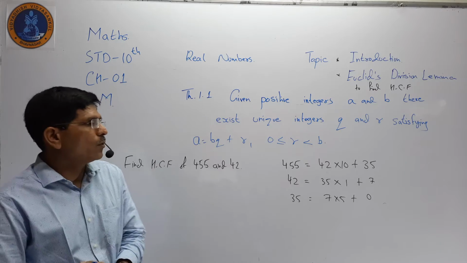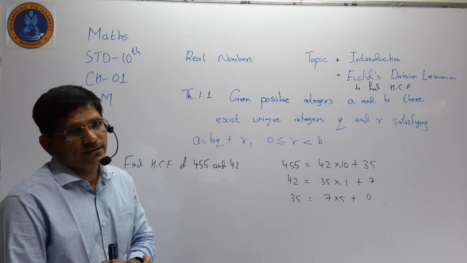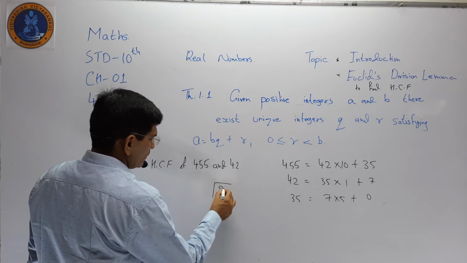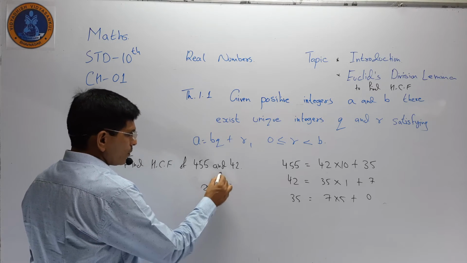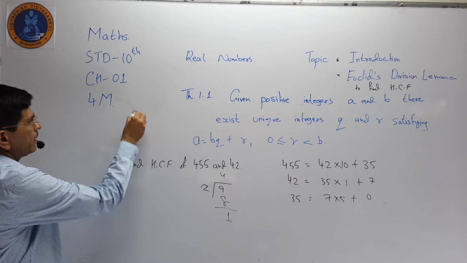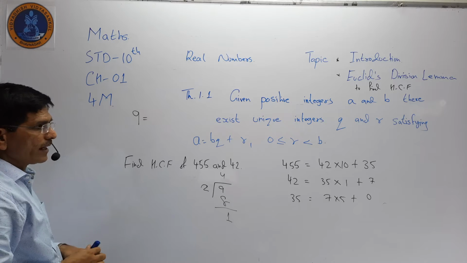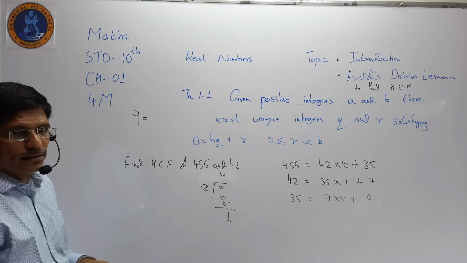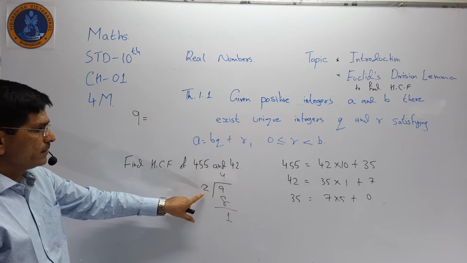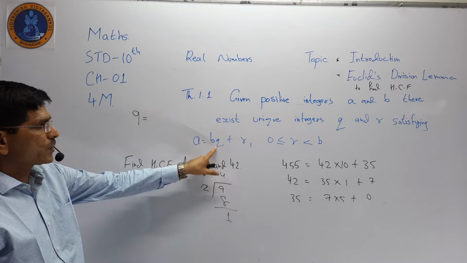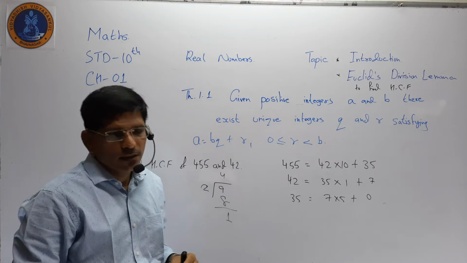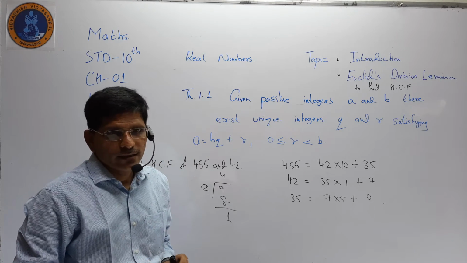Now let us understand with an example. If I divide 9 by 2, 2 fours are 8, and the remainder is 1. Here 9 is a, 2 is b, and the quotient q is 4. B is also called the divisor.